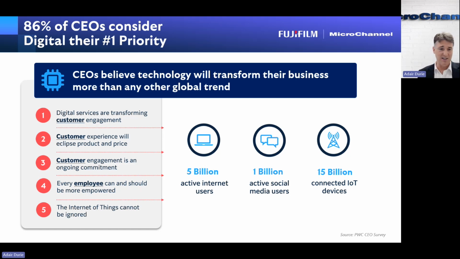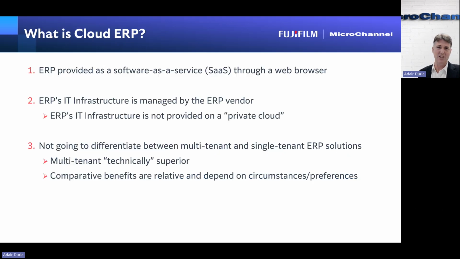It's always nice to update these slides. At the moment, there are now more than 5 billion active internet users, more than 1 billion active social media users. I don't count myself in one of those. And more than 15 billion connected IoT devices. So if we can get our ERP system, and the way that we engage with our customers and our own employees, into the latest trend out there, that is fundamentally where a lot of these benefits are coming from. So let's get into it.